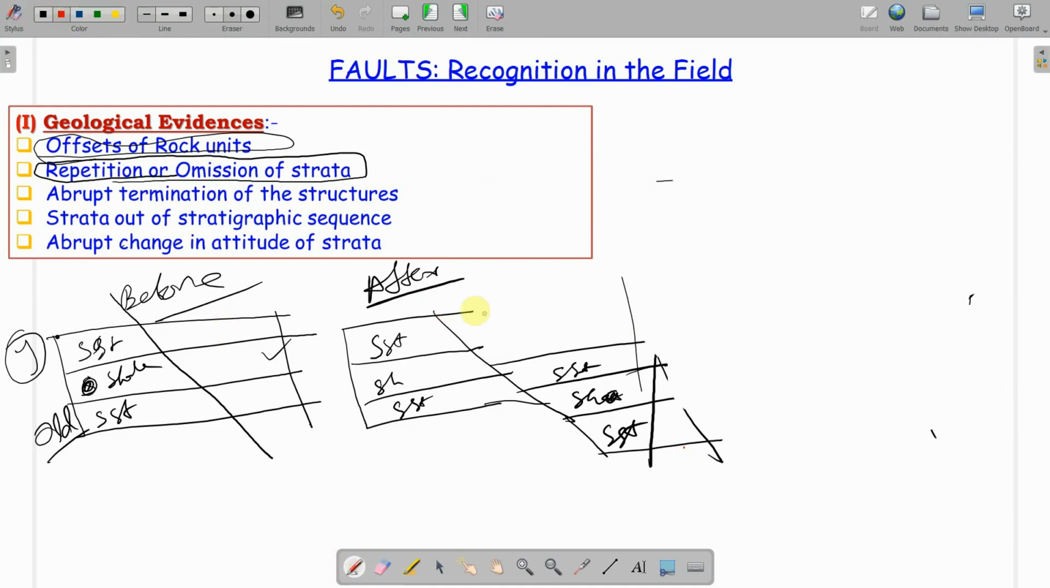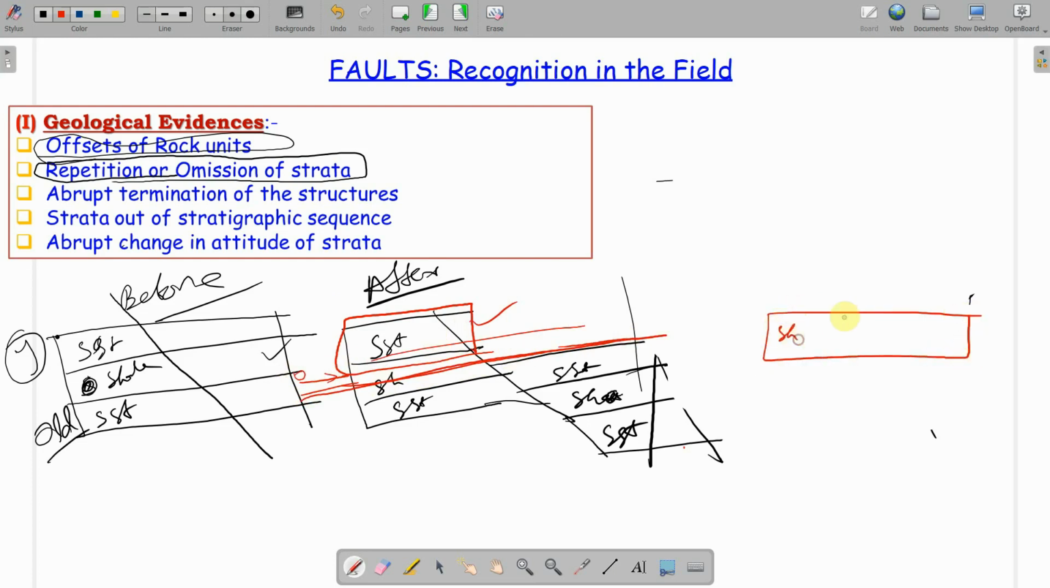Now let's suppose for some reason this portion of this block got eroded, and now this is the surface of the earth on which you are walking. So you are walking from this side to this side on this surface. What type of rock are you encountering? First you are encountering shale, second you are encountering sandstone.